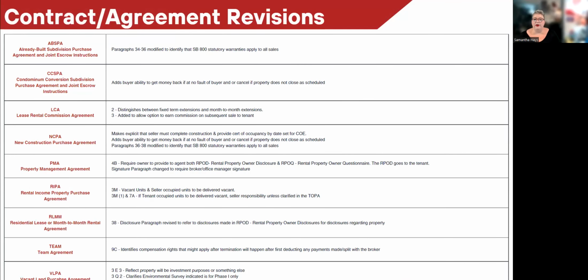Several of the contracts and agreements have been revised. Several of these are regarding new builds and already built subdivisions, condo conversions specifically. A lot of this is clarifying that if at no fault of the buyer, they have the right to cancel if the property does not close as scheduled.